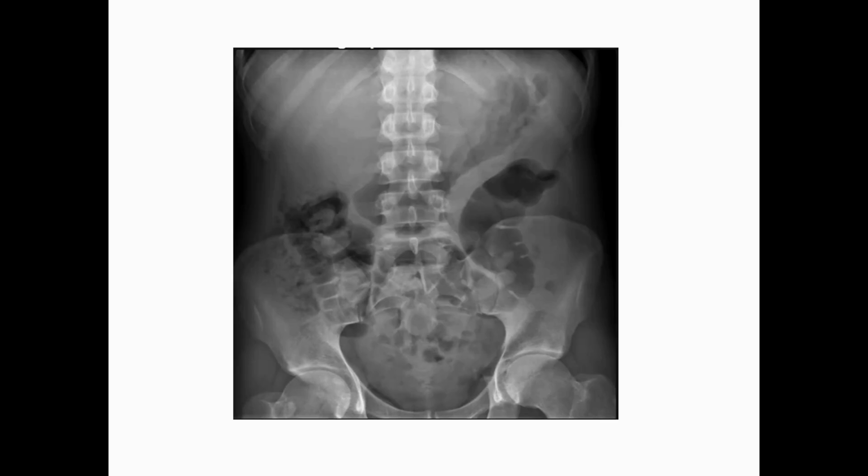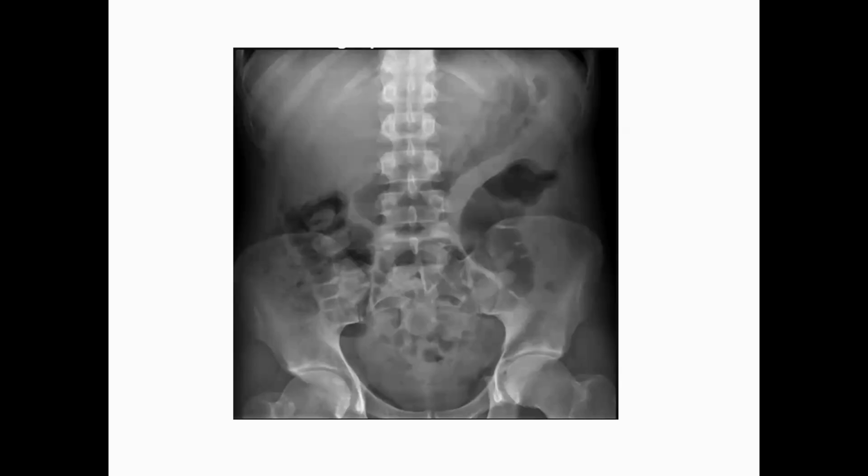So first, before you start reporting the abdominal X-ray, we need to make sure of the patient's details, like ID number and name, so that you are dealing with the right patient. Then after that, you need to make sure which projection has been used. The standard abdominal X-ray is the AP supine projection.